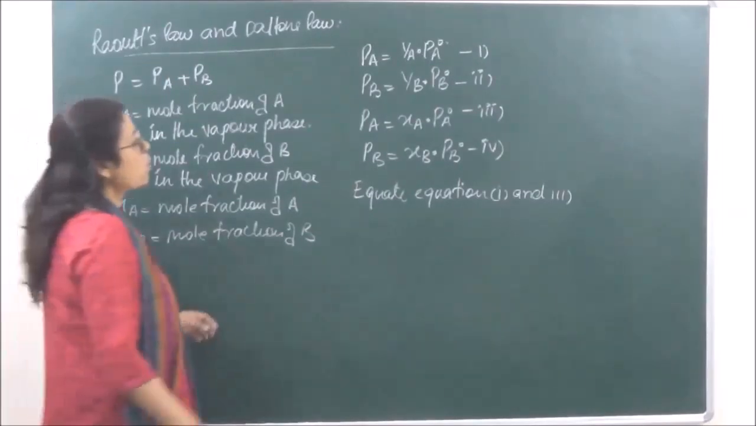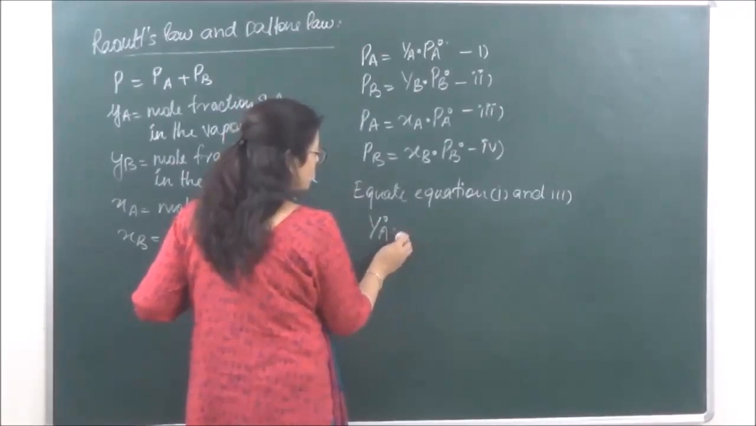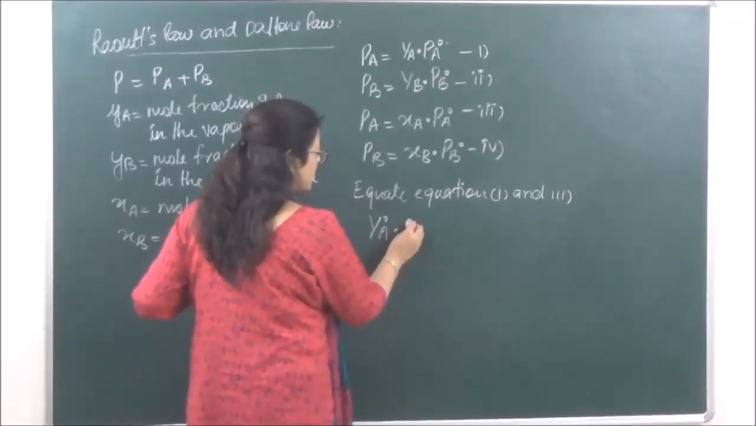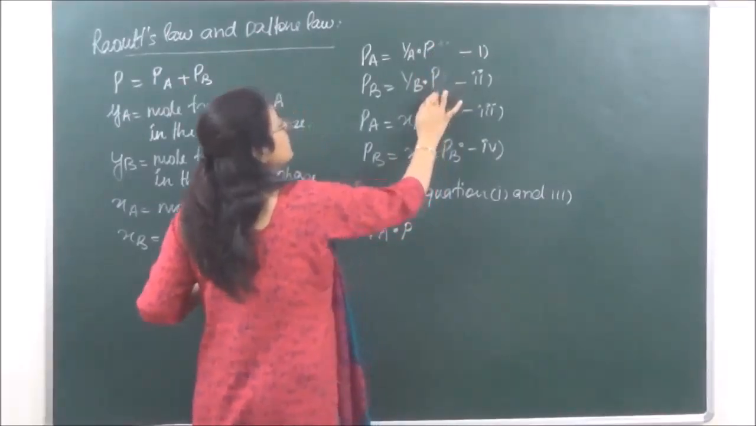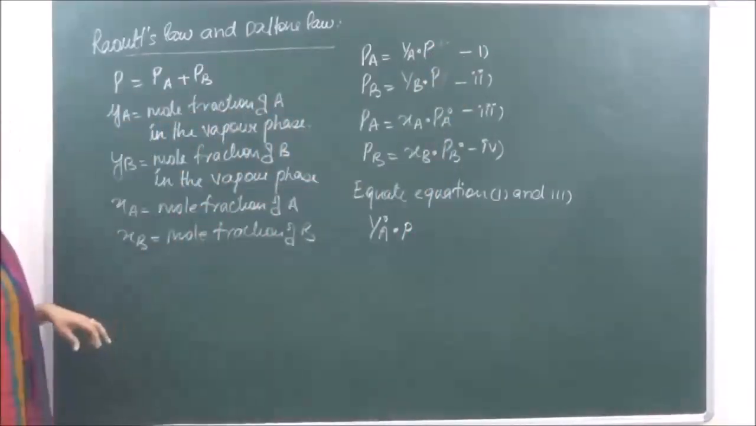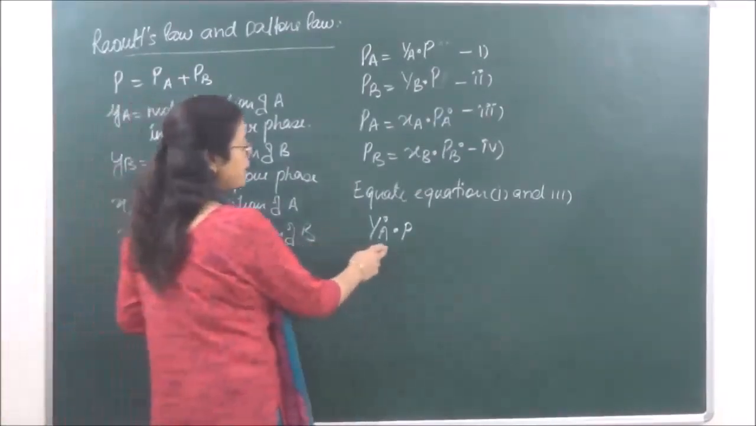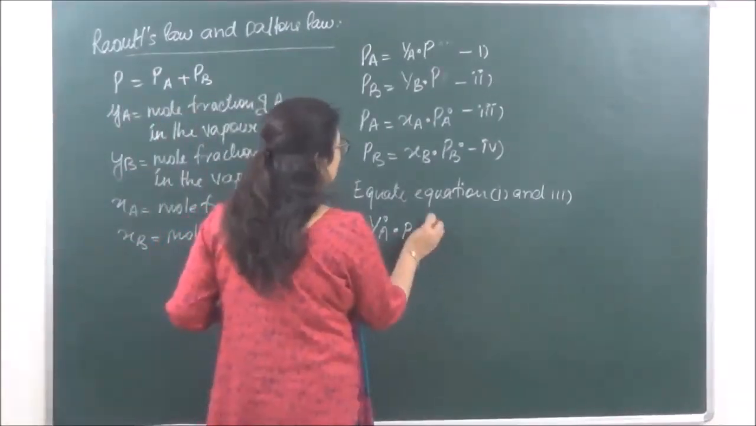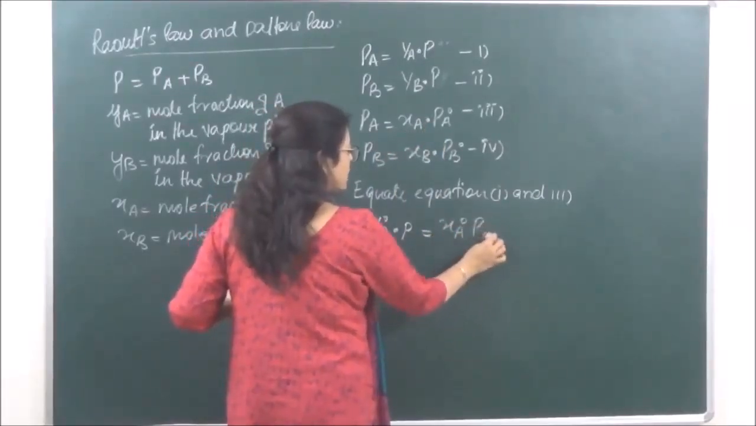We are getting YA into, sorry, this is not PA naught, this is the total pressure. According to Dalton's law, this is the total pressure. Okay, so PA is equal to YA into P. So here also it will come: YA into P, where P is the total pressure, is equal to XA into PA naught.